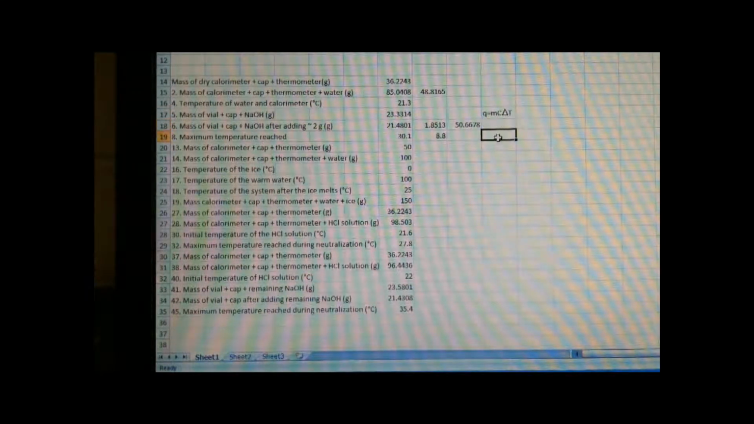So I have Q equals MC delta T, and there's my delta T. The mass is the mass of the solution, that's my 50.6678, and for the specific heat, I also said in my notes to use the specific heat of water. We're using that as an approximation for the specific heat of the solution, since it's mostly water. And the delta T, of course, is my 8.8. So what I have here is that mass times 4.184 joules per gram degree Celsius times my delta T, and what I end up with is 1865.548 joules.